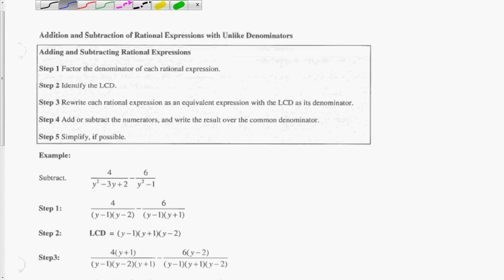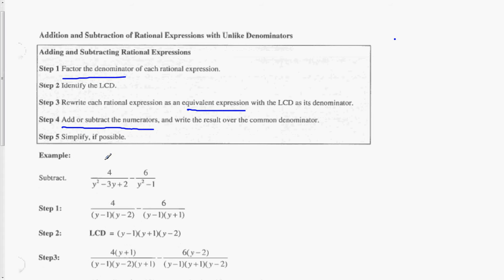So we're going to have to find an LCD, and in order to do that, you're going to have to factor the denominator. We're going to have to do that every time. So we'll find the LCD, then we're going to rewrite into our equivalent expressions, and then we're going to add or subtract the numerators because now we will have an LCD as the denominator. And then at the very end, you might be able to factor the numerator once you collect your like terms and might be able to simplify it. That doesn't happen real often, but it could happen every so often.